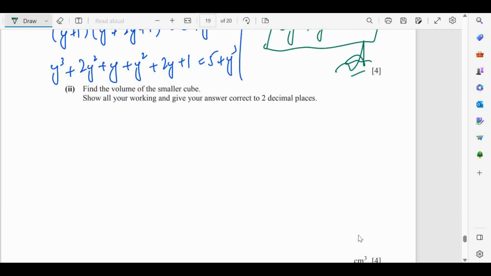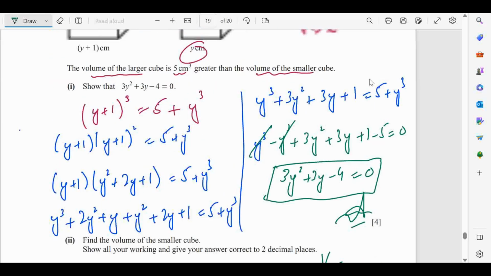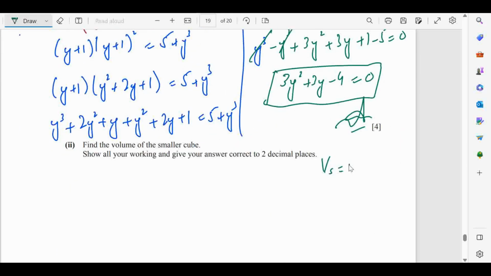Let's move to the second part. Find the volume of the smaller cube. Find the volume and show all your working. Give your answer correct to 2 decimal places. So we know that the volume of the smaller cube will be equal to y cube. So it means that we need to find the value of y. So 3y square plus 3y minus 4 is equal to 0.